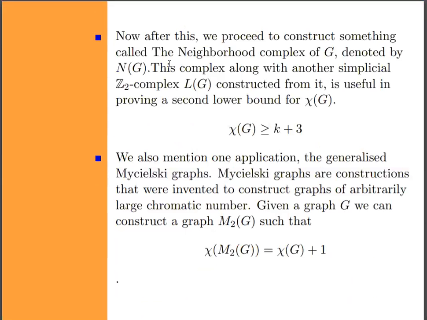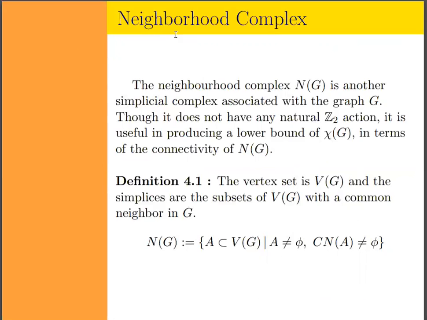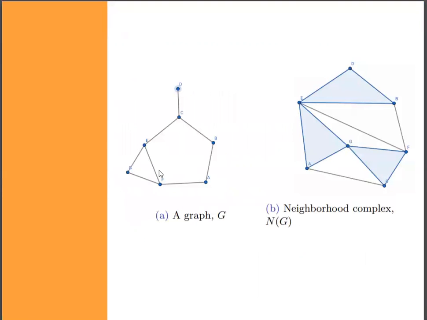Now we try to prove this other inequality. For that, we proceed to the neighborhood complex. The neighborhood complex is another simplicial complex. The vertex set is V of G itself, and the simplices are given by the non-empty subsets of V of G such that the common neighborhood is non-empty. Here is an example: a graph G and its neighborhood complex is shown here.